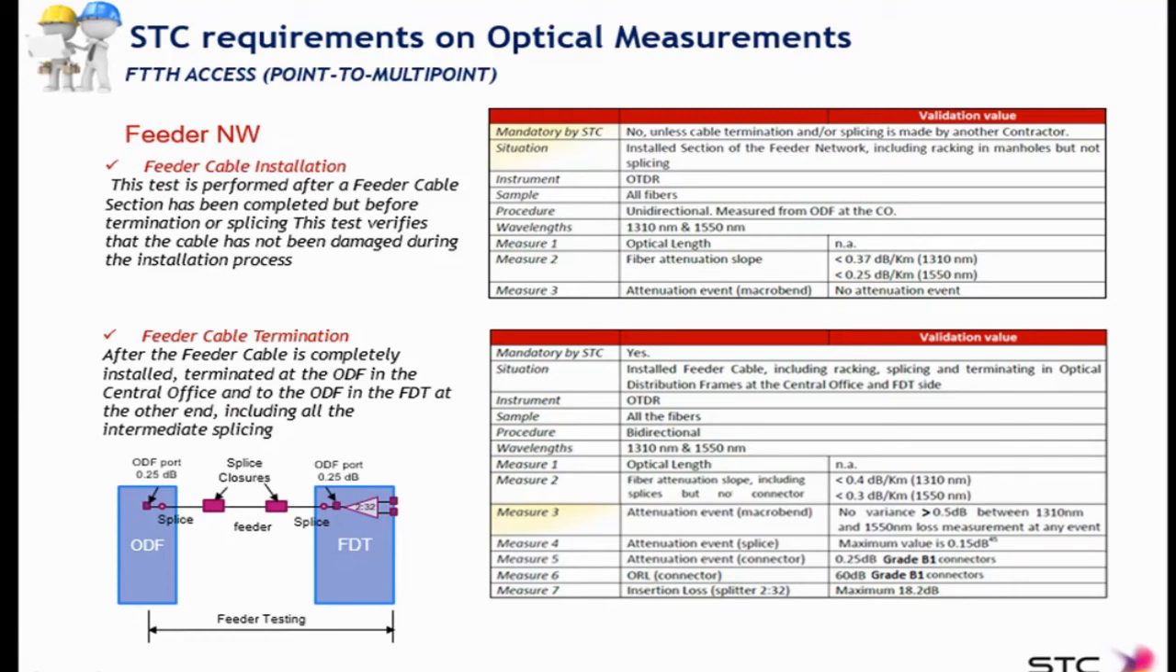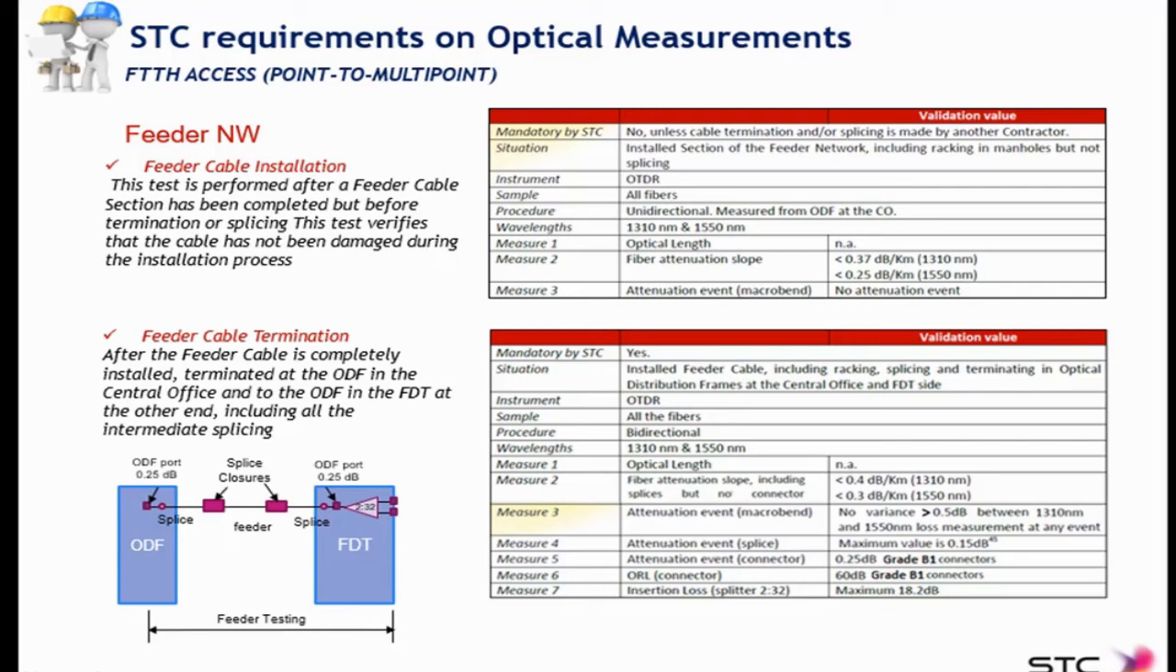On the feeder termination, there are mandatory tests to be performed, and the feeder cable termination includes the FDT splitters. So it has to be done between the OSP ODF in the exchange and the distribution ODFs in the FDT. So this test is performed with the OTDR on all fibers. It's a bidirectional test at 1310 and 1550. The fiber attenuation slope expected is 0.4 at 1310 and 0.3 at 1550.